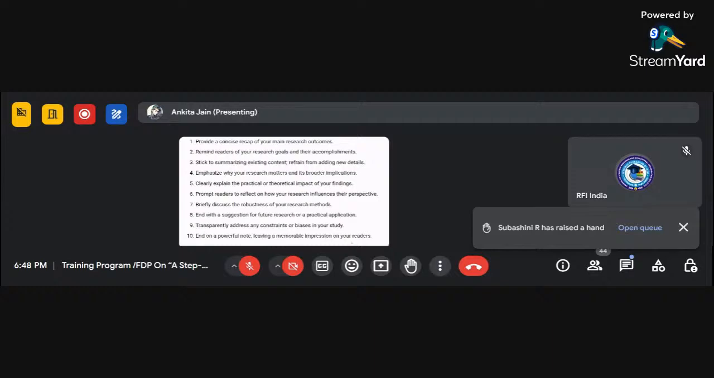Then transparently address any constraints or biases in your study. Sometimes it happens, I have met a number of people who, whenever they take a topic, think the results would be like this, and always try to mold their research that way. But when they go for data collection, the results come out totally different. In that case they think, no, it should not be like this, I was thinking in this way, this may be wrong. They always have this in their mind. But don't be like this. Whatever your results say, this is what you have done in your study.